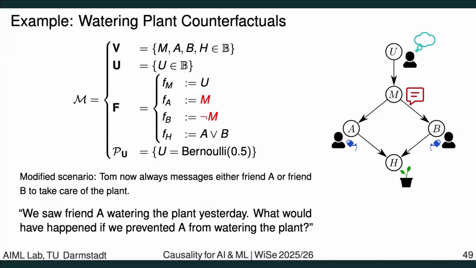Maybe we went there, got him into a discussion, and he forgot to water the plant, or we just took the watering can away from him. So this is the scenario and the question we want to answer. And this is a counterfactual question, right? The event already happened. We know the plant is healthy, and we want to know what would have happened if things had played out differently.